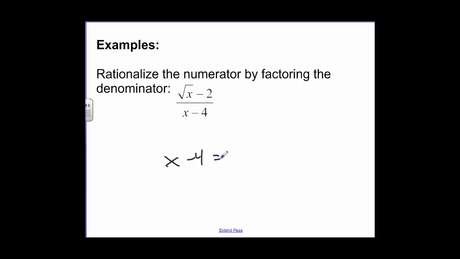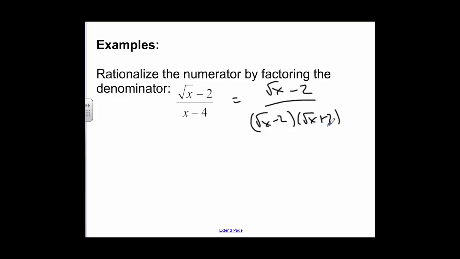X minus 4 as a difference of squares can be written as root x plus 2 and root x minus 2. 4 is really 2 by 2, and x is really root x by root x. So what you could do, erase this, is you could write this as root x minus 2 over root x minus 2 and root x plus 2.